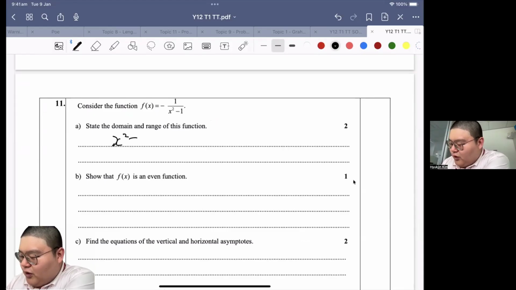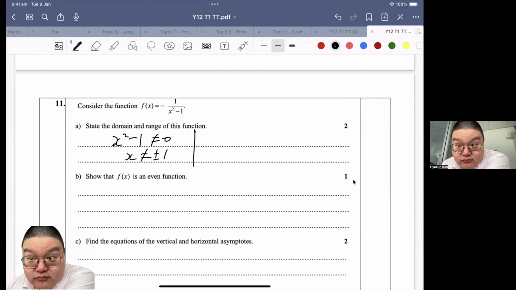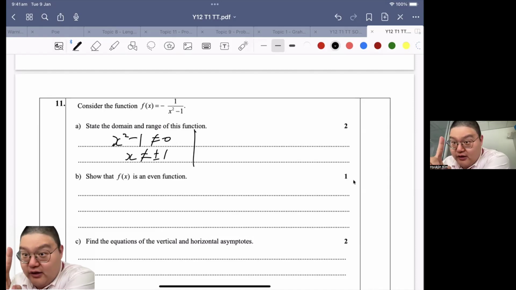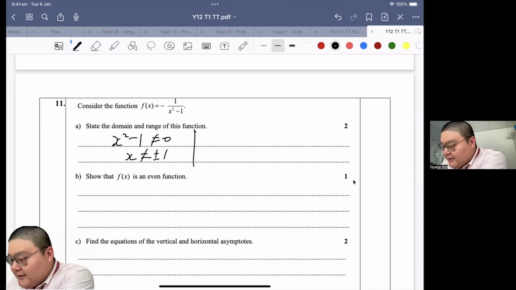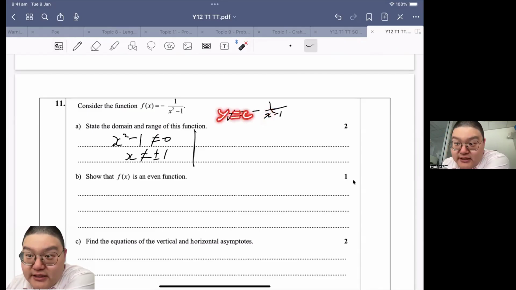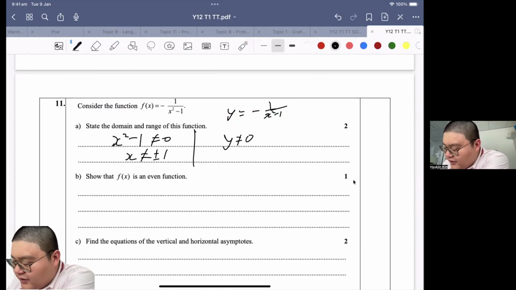State the domain and range of this function. x squared minus 1 cannot equal 0. That means x cannot equal plus or minus 1. And range, if you think about this graph, it actually cannot be just one particular thing. It just can't be 0. There is no physical way possible for you to make the y value actually become 0. You can have 1 over a really big number, but that's just going to approach it. So y cannot equal 0. You can just say that.